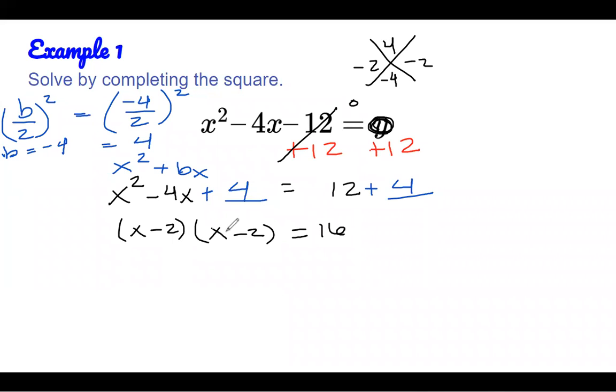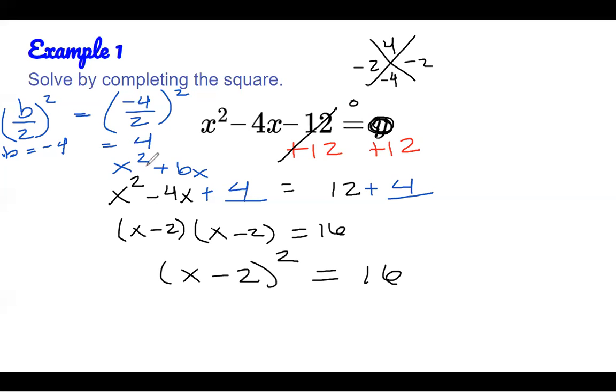Now, instead of writing my factor twice, you're going to see a pattern. They're going to be repeating factors. So instead of writing it twice, I'm going to write it once, to the power of 2, equals 16. Notice here that we completed the square. So both lengths of my square are always going to be the same because it's a square. So we're going to have them factored and they're going to be repeated factors.